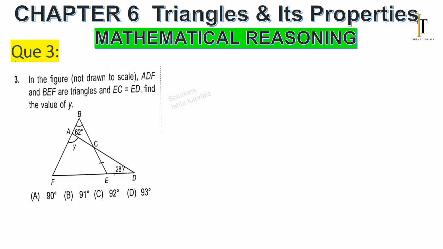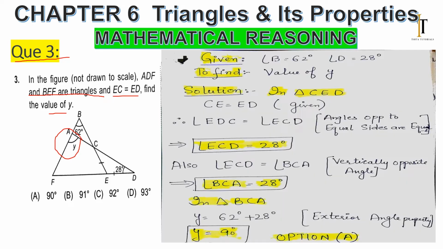Question number 3. In the given figure, ADF and BEF are triangles and EC is equal to ED. Find the value of Y. Now you can spot the Y here, right? Now let's check the solution, how to approach the answer.